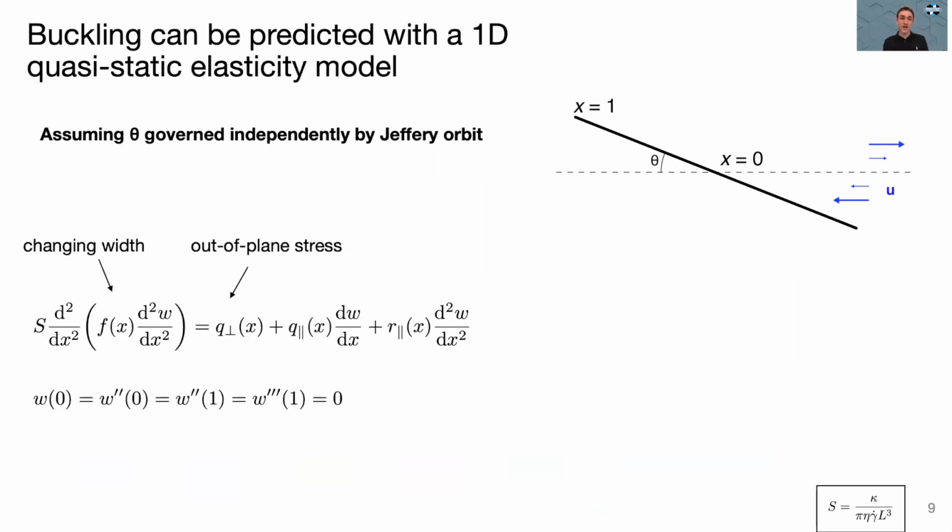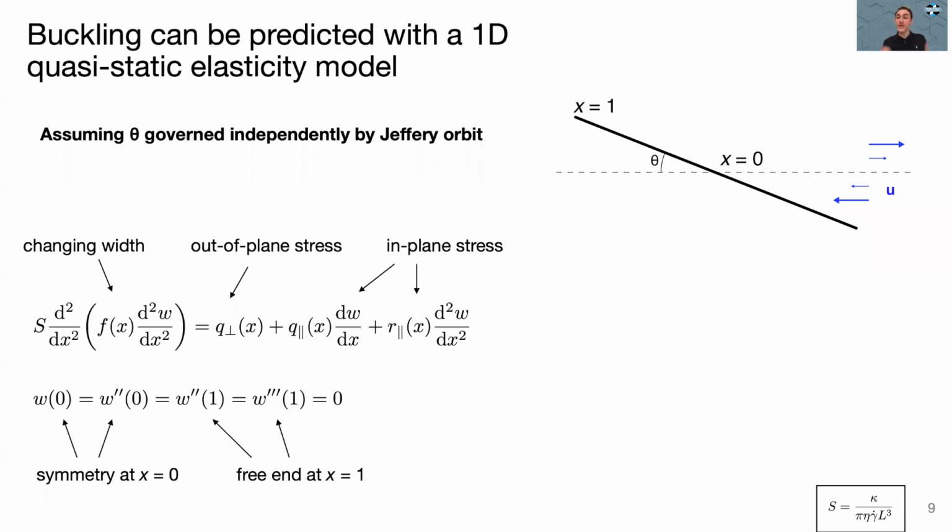hexagonal sheet, out-of-plane stresses, in-plane stresses, as well as boundary conditions that represent symmetry of the sheet across the center streamline of the shear flow, as well as free ends, so no forces or no moments at the ends of this sheet.